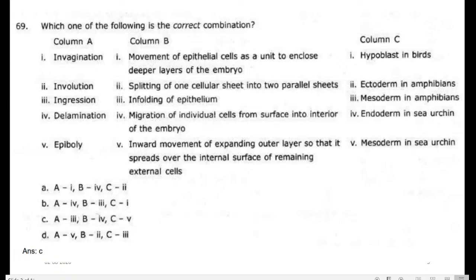The blastoderm splits into two layers of cells. The embryonic blastoderm splits into two layers of cells. This is the process which happens in the development of cells.